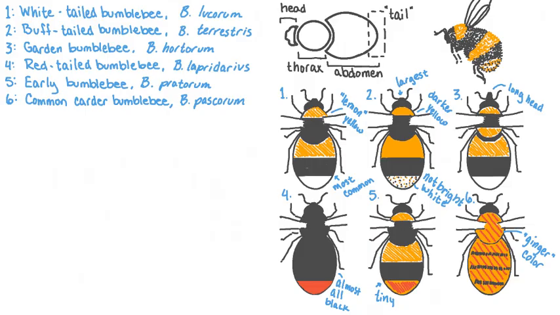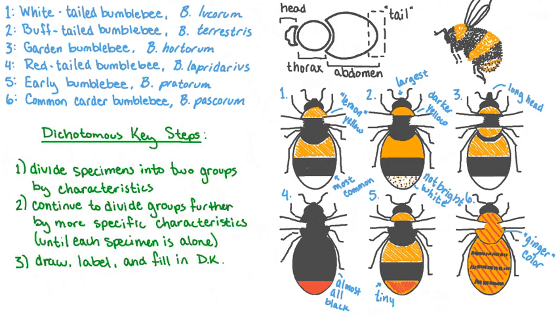Let's imagine that a student in the UK spent their summer observing and identifying different species of bumblebees. These are their sketches and their notes. Now, the student would like to make a dichotomous key to allow others to quickly identify these common bumblebees. Here, I've listed the steps that we followed in our last example. Our biology student will start by dividing the organisms into 2 groups based on their characteristics.